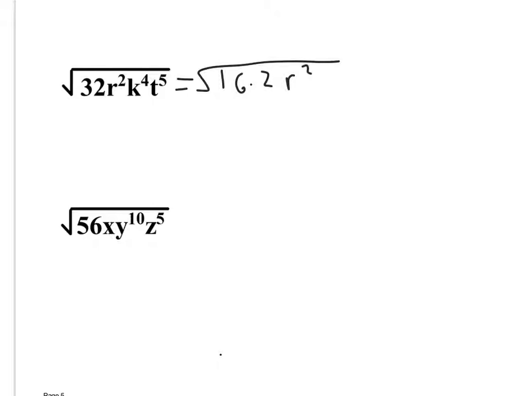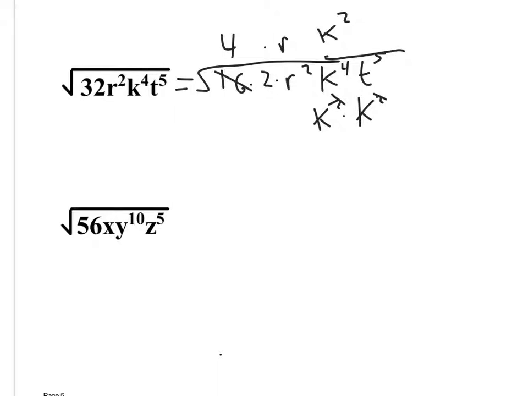And I'm going to leave r squared, k to the fourth, and t to the fifth. I'm going to leave those alone, just so we don't have to write those out. You can if you want. What's the square root of 16? 4. 2 I can't do anything to. But think about r squared. What is the square root of r squared? R. K to the fourth? K squared. Because if you remember, on the problem before, we split this into k squared and k squared. We got k here and k here, which when we multiply those, we add the exponents, so we got k squared.